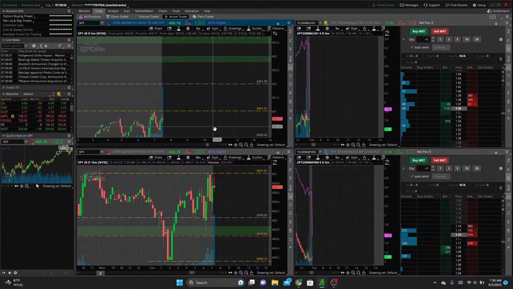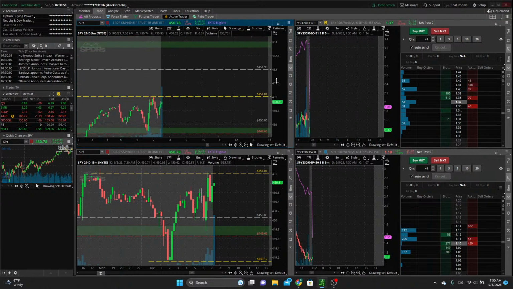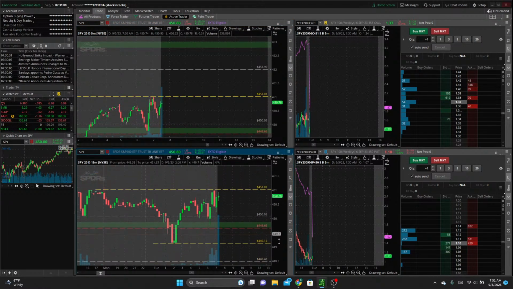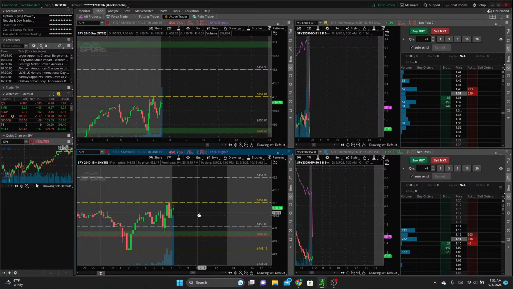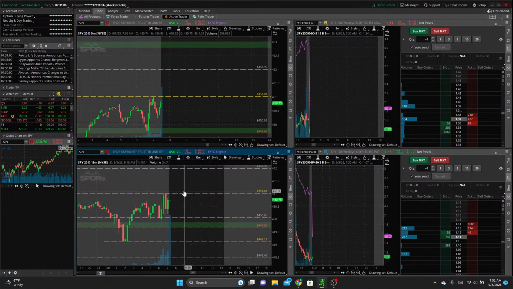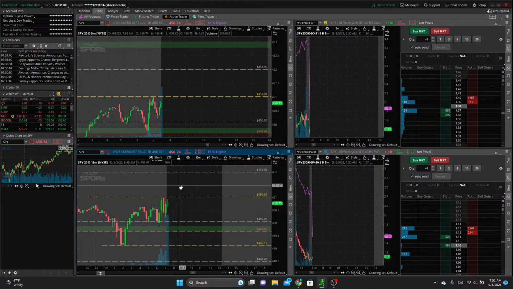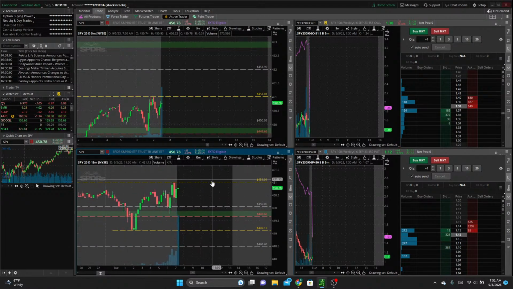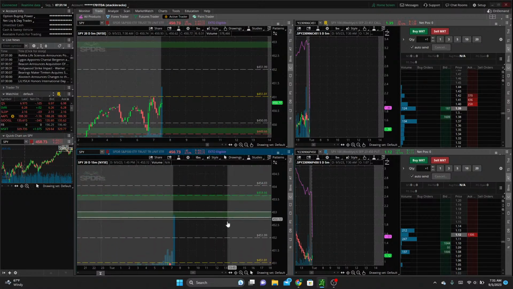So we are within the range of Friday's trading session. Generally, that indicates we might have a bit of choppier movement. Be nice to get a clean trend one way or the other, but that might not happen today. We're closer to the low of day of Friday than we are the high of day, which is up here a few dollars.